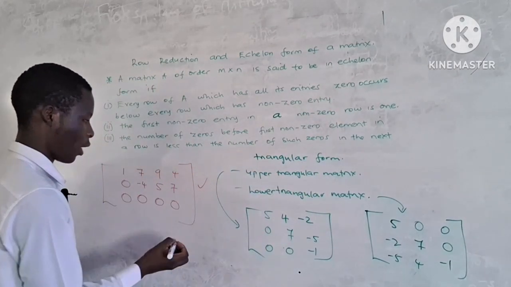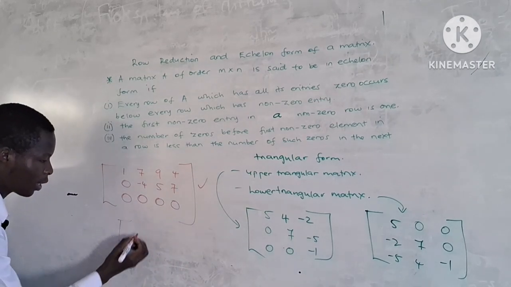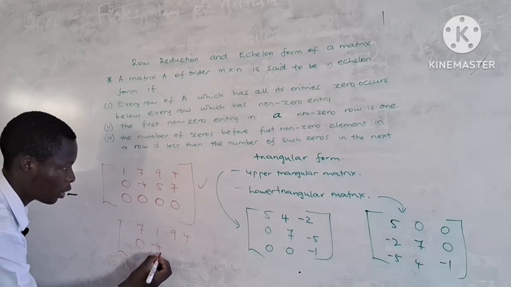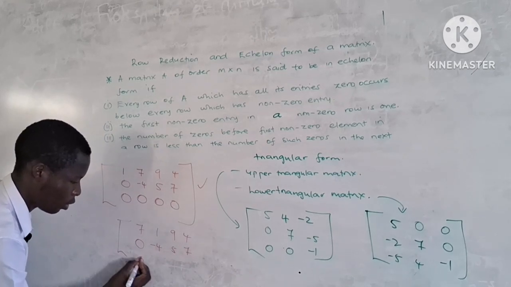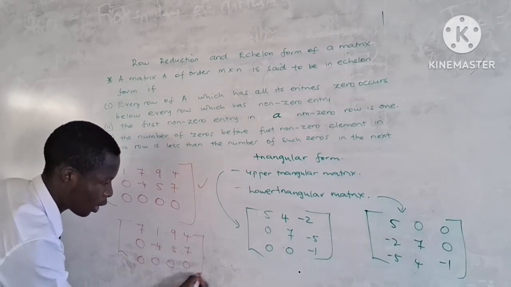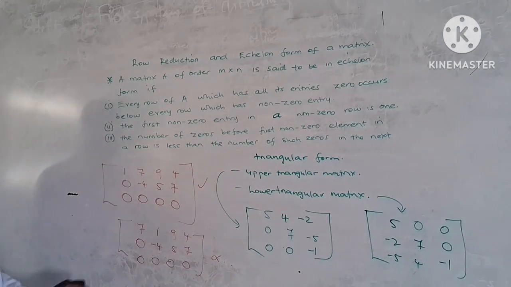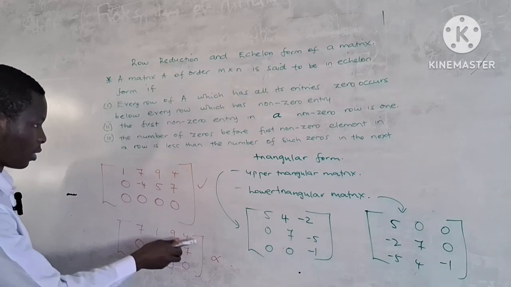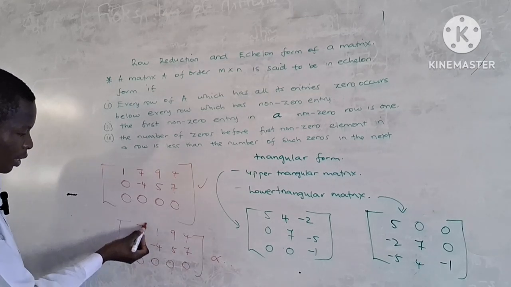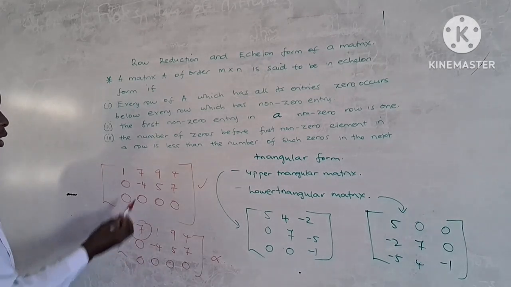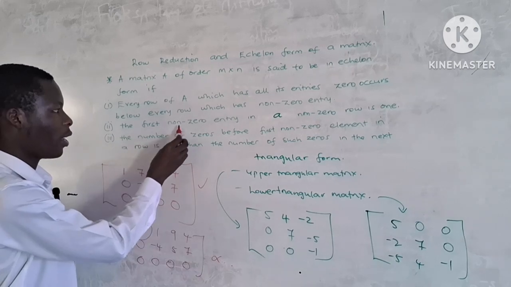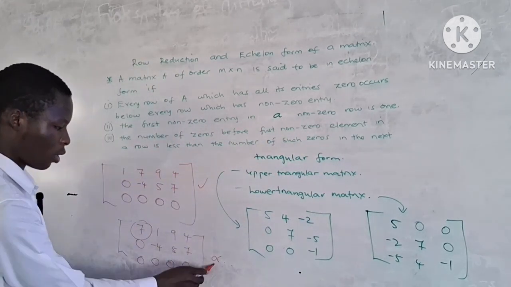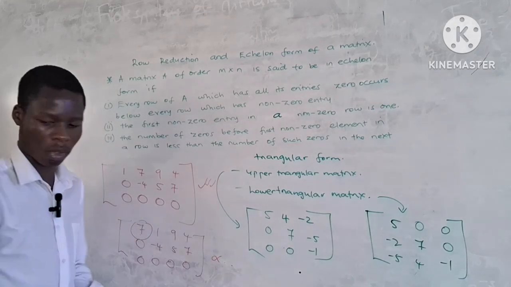So this is correct. If you do something like 7, 1, 9, 4, 0, negative 4, 5, 7, 0, 0, 0, 0, this is not correct. Why? This is a non-zero row, and you are saying the first element is 7, while the condition says the first non-zero entry in a non-zero row is 1. So this is not correct. This is correct.